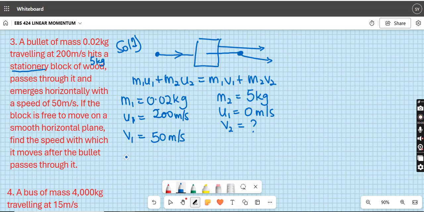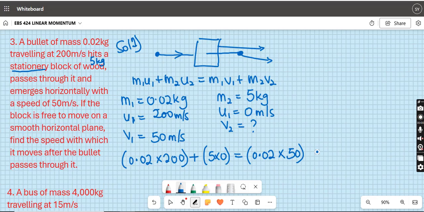Okay, so let's do our substitution. We're going to have 0.02 times 200 plus 5 times 0, which is equal to 0.02 times the final velocity 50 plus 5v2.